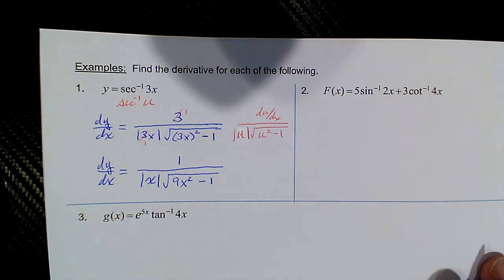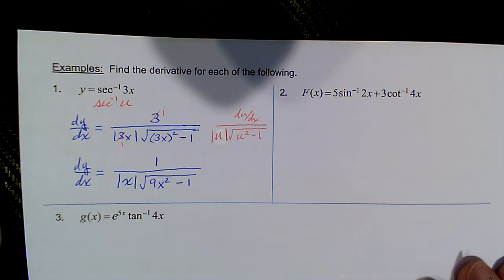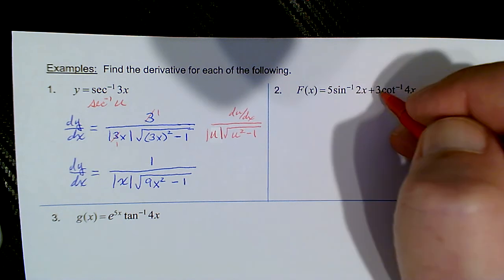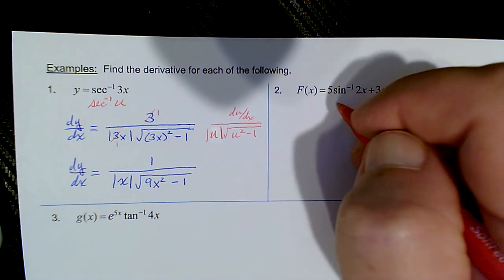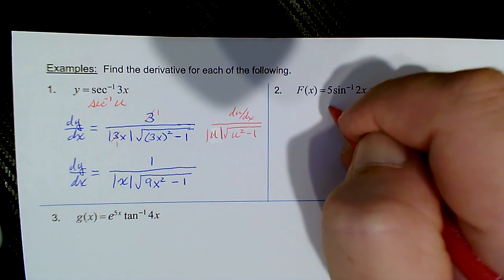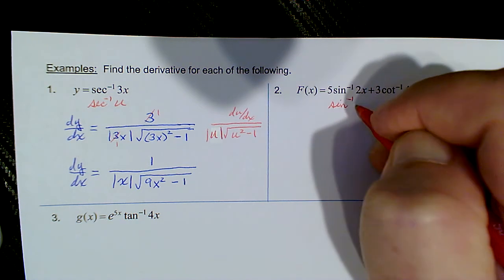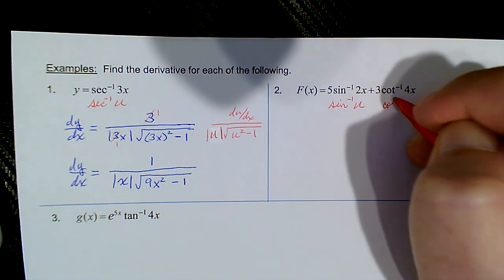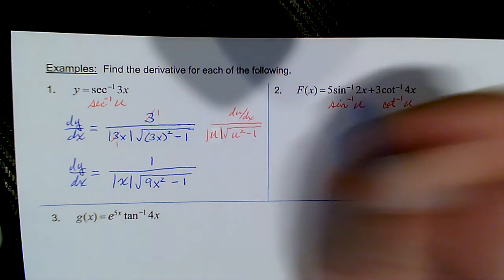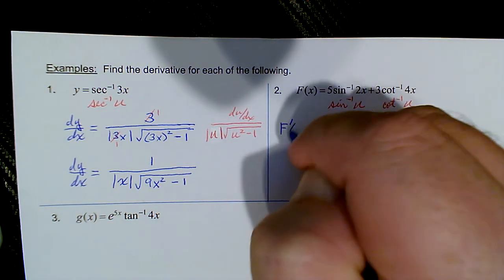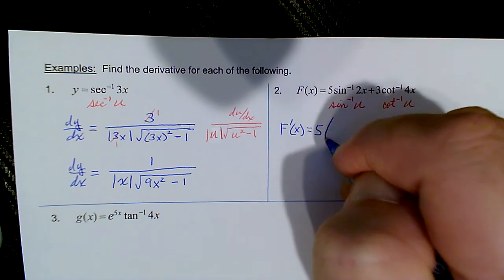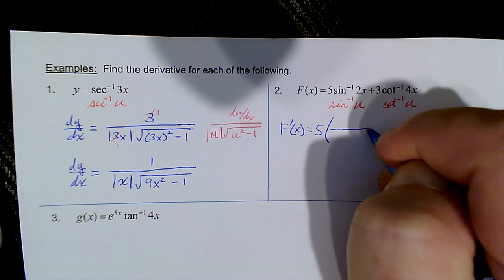Number 2 is an example where we have a sum of 2 terms, and we know we can differentiate term by term, and we also know that these constant multiples of 5 and 3 tag along in the differentiation process. And so we look for the formulas for the inverse sine of u and inverse cotangent of u, and we have formulas for those. So uppercase f prime of x is going to be, term by term, the 5 tags along as a constant multiple, differentiating the inverse sine.